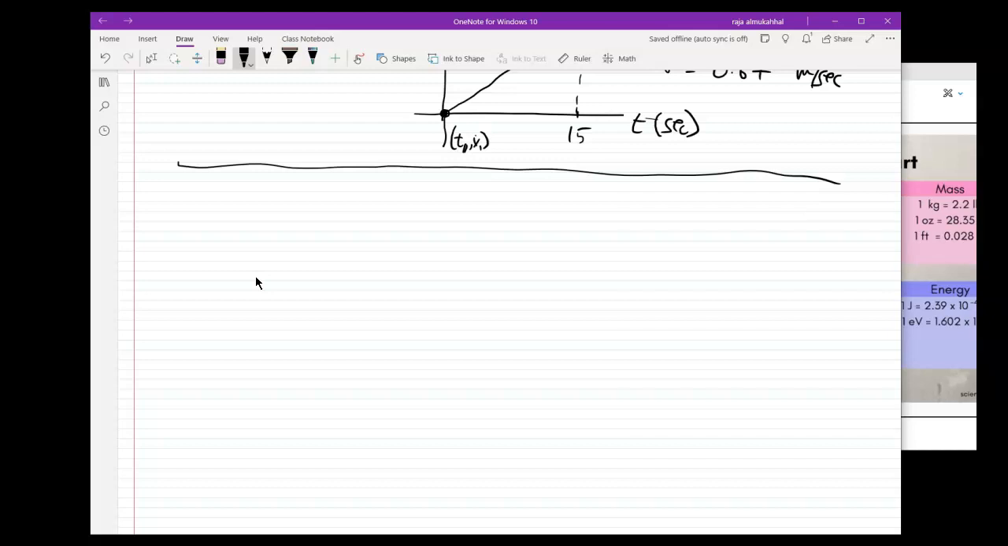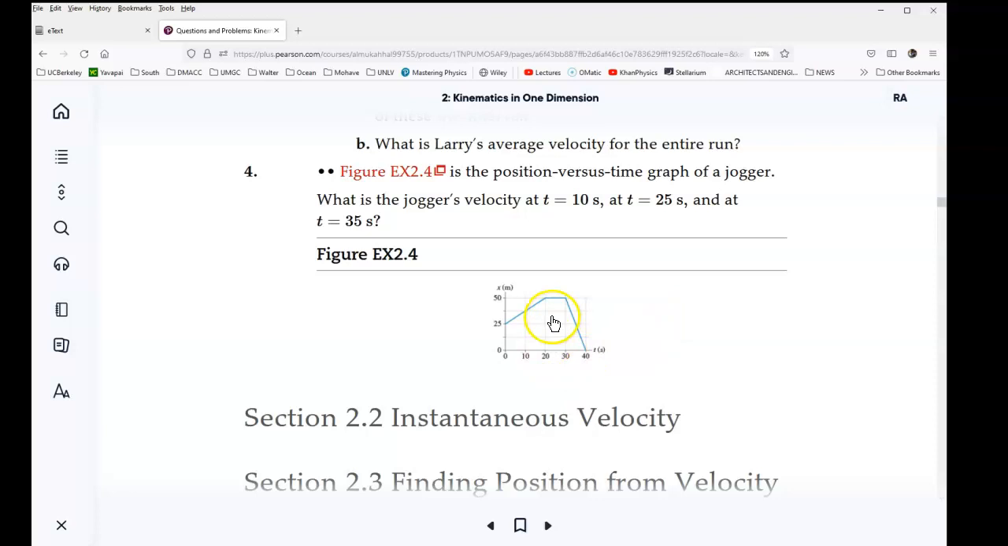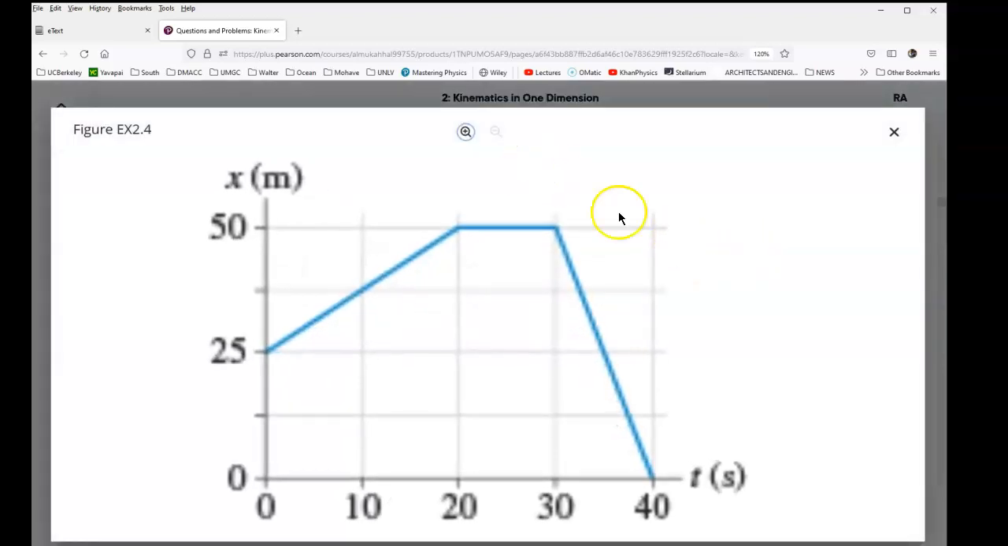The example from a textbook, I'm going to show you the picture. The textbook. Where is the textbook? Oh, it should be here. There it is, right here. So what I have is the following figure.